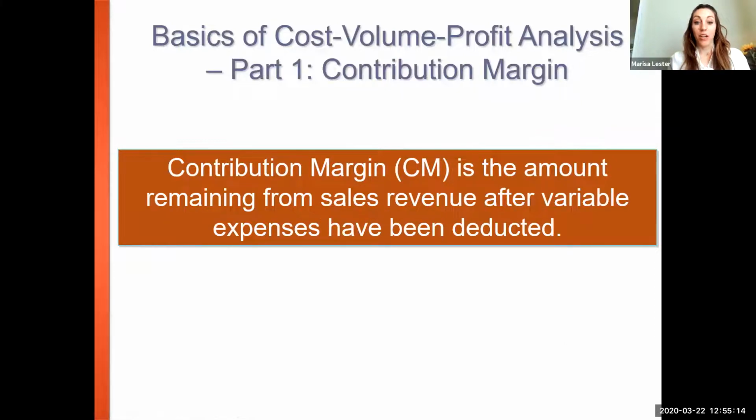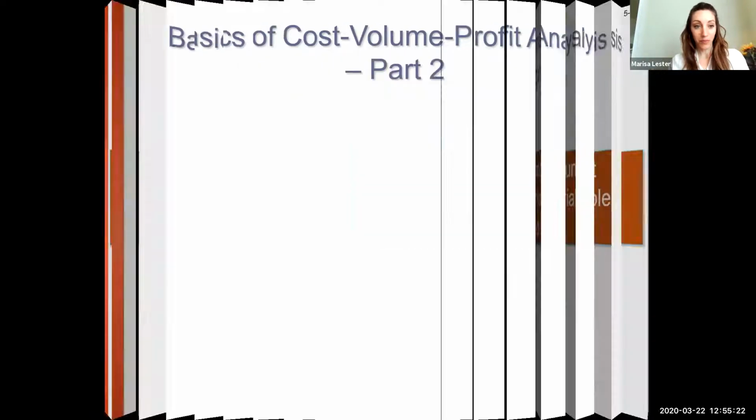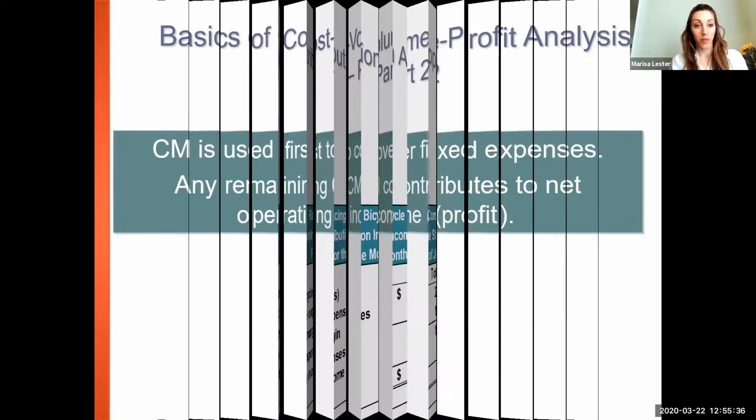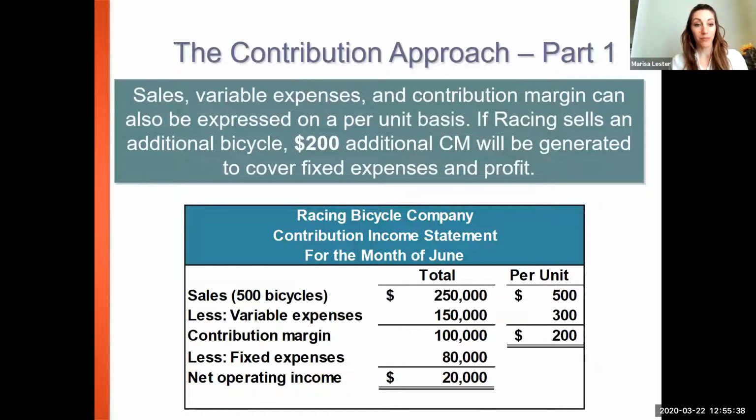All right, contribution margin, we already said, is the amount left over or remaining from sales revenue after our variable expenses have been deducted. And we're first using it to cover fixed expenses. If there's any remainder, that goes into net operating income. So if contribution margin is higher than fixed expenses, we know we will have a profit, positive net operating income.